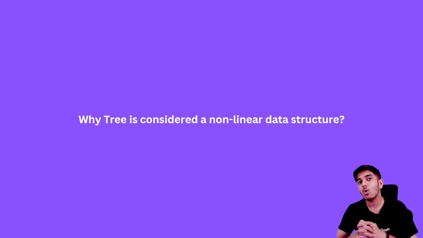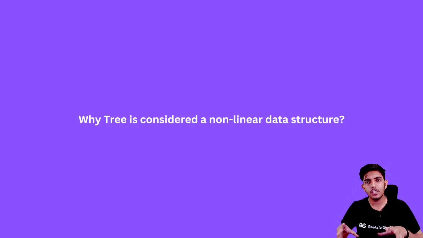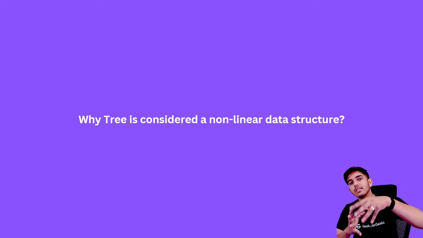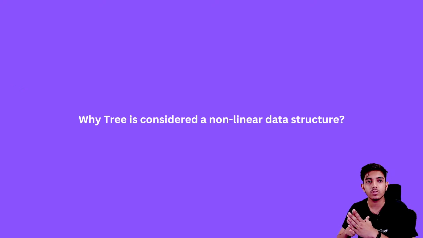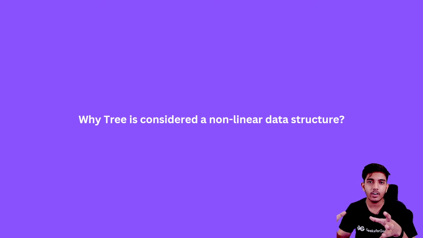What is a non-linear data structure? Simply, an element can have multiple branches, multiple children. That can be considered a non-linear data structure. That means we don't have any specific rule for how many children it can have. A tree is considered a non-linear data structure because it does not follow a sequential or linear arrangement of elements. As you have seen before, we have different elements separated and spread out. That's why a tree is considered a non-linear data structure.